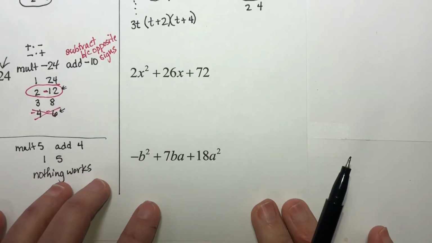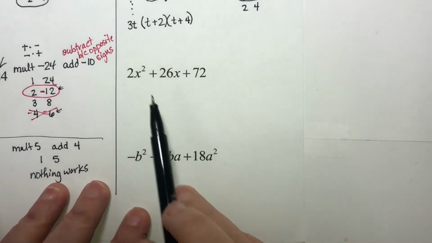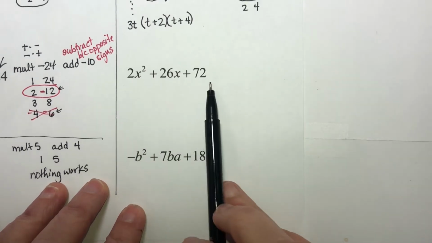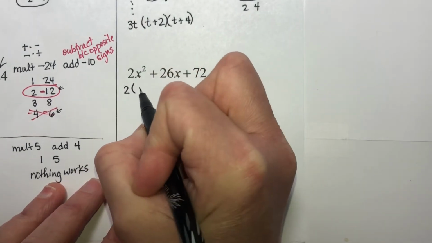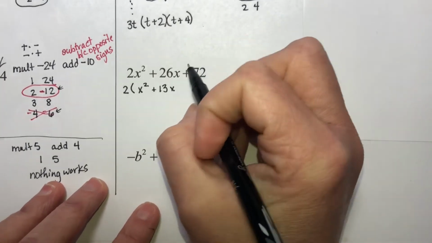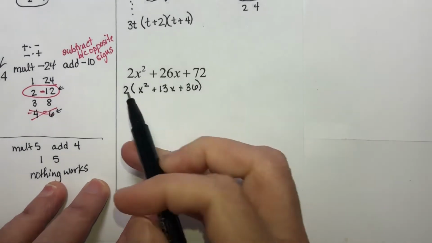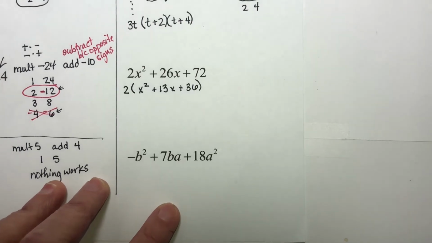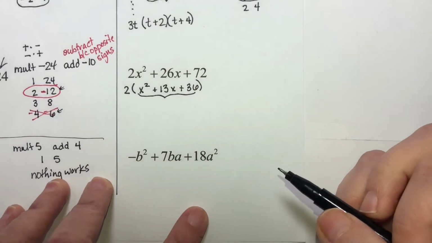Okay, so let's try this one too. I see I have a number in front, so I'm really hoping I have a GCF, and all of these are even numbers, so I definitely do. I don't have a variable in common with all of them, so the best I can do is I can factor out a 2. And that gives me x squared plus 13x plus 36. Now the 2 is part of my answer. It's definitely not prime because I could factor out the 2. Now I just need to see if this factors any further.